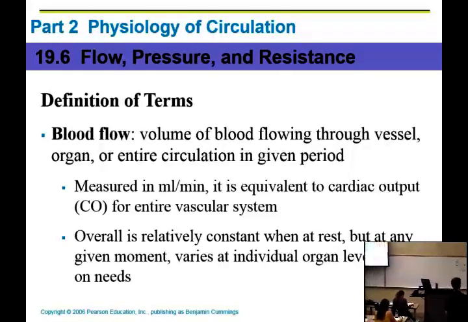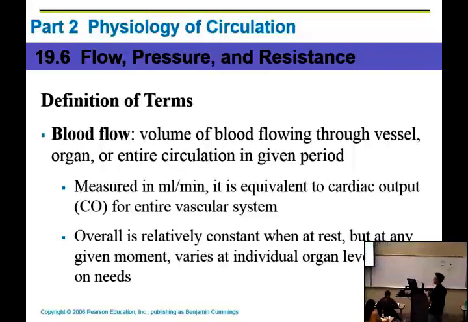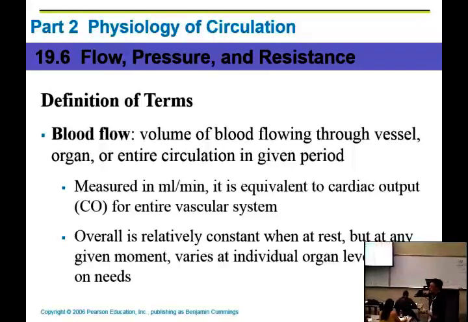So blood flow is the volume, usually in milliliters, that's moving through a vessel in a given period, often per minute, but you could scale it up to per hour or whatever you wanted to do.